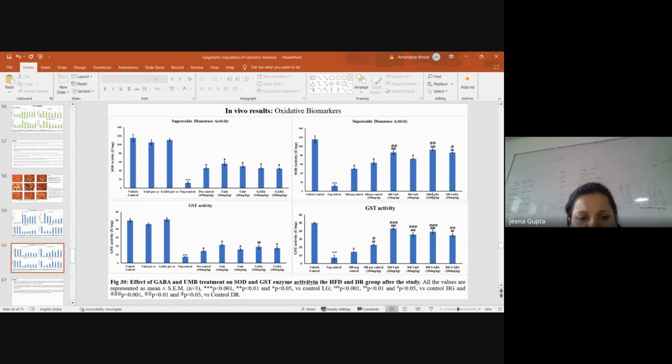So with that, we concluded that both diet reversal as well as the treatment with the antioxidant phytochemicals like ambaliferone and GABA are required for reversing the effects of hyperglycemia.